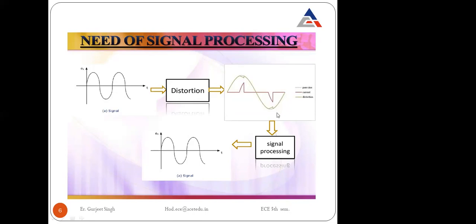So at the receiver side, what I will do is perform the operation of signal processing. With the help of signal processing, I will modify this input signal and make the signal similar to the input type. So we will remove the distortion with the help of signal processing. This is one example of signal processing, meaning we will remove the distortion with the help of signal processing.